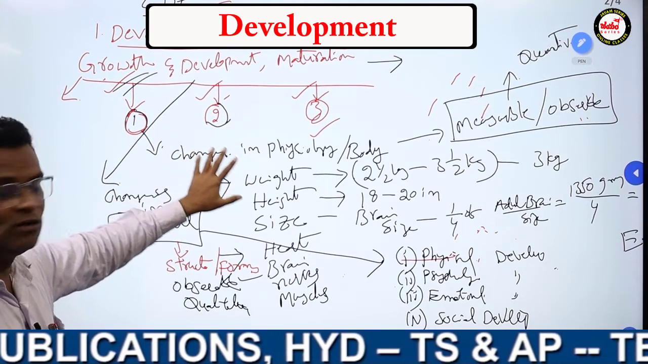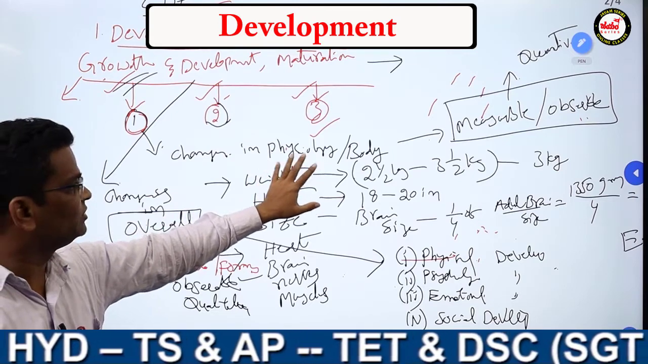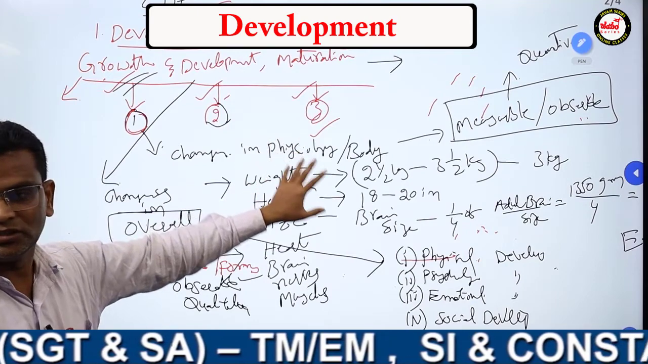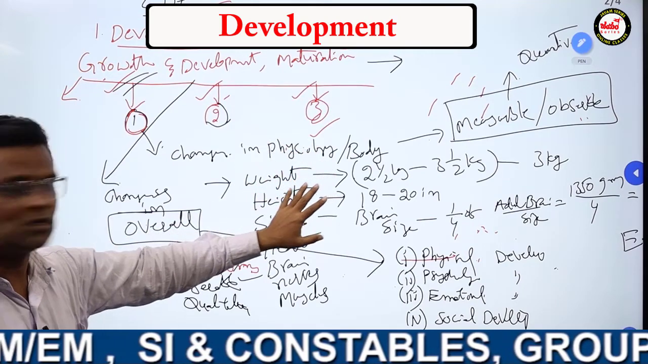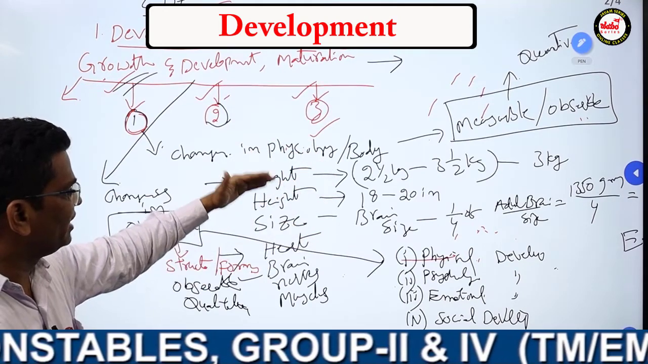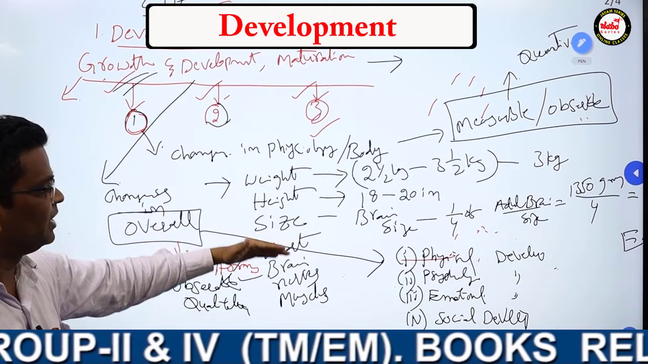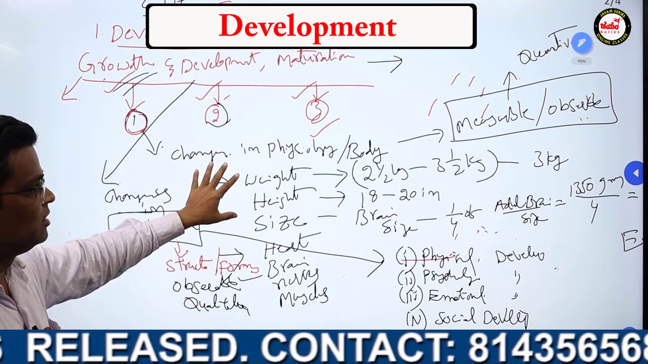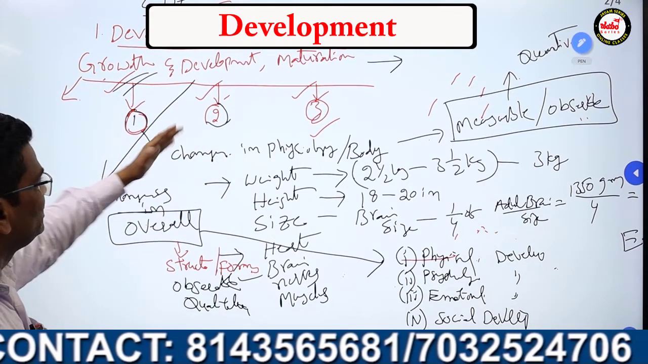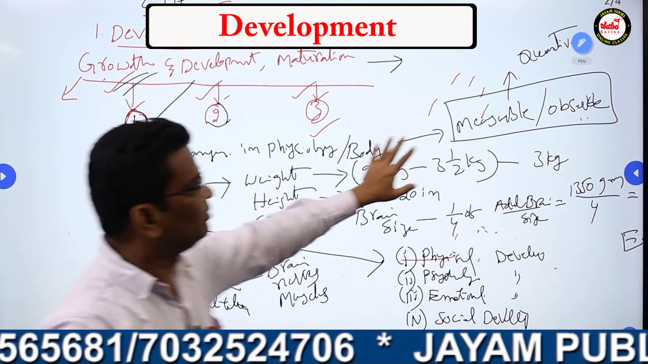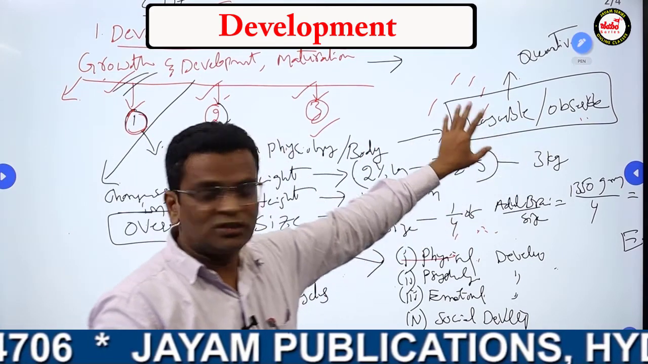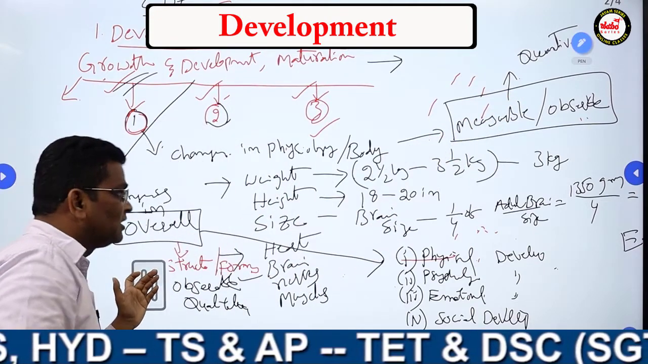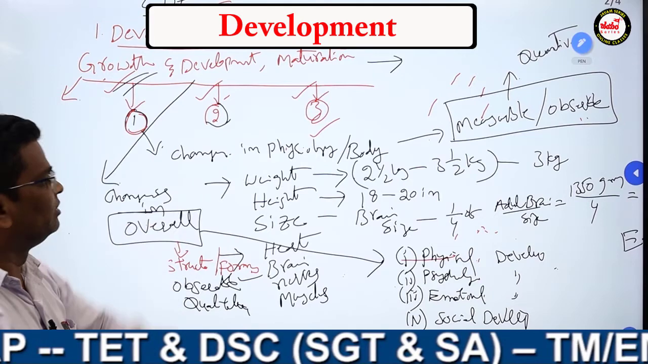Growth includes all physiological aspects. Physical changes means like body changes. Means it includes weight, height, size, heart, brain, nerves, muscles, all these things come into this. And this growth is measurable, at the same time observable. So it is measurable, so it is called as quantitative. Like that, it is a very narrow term.